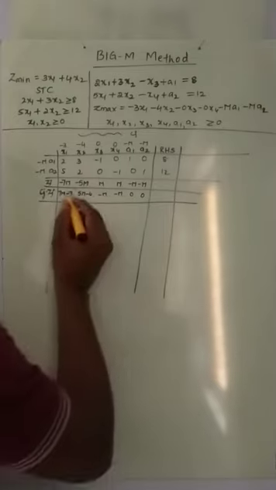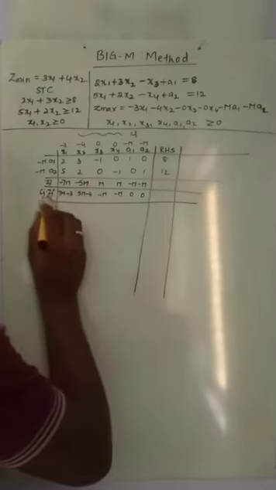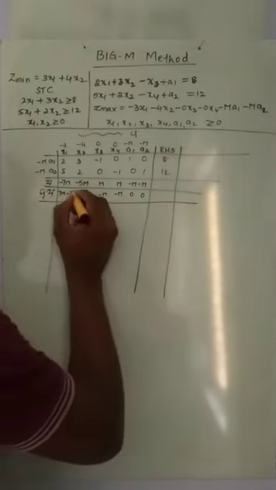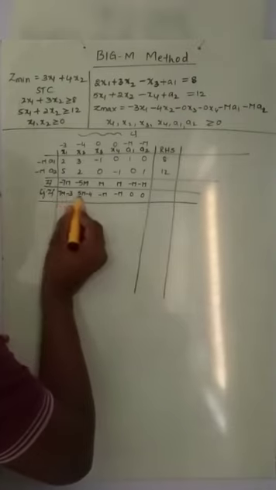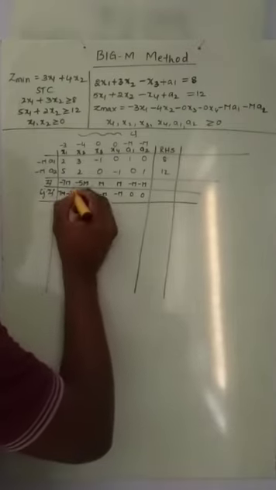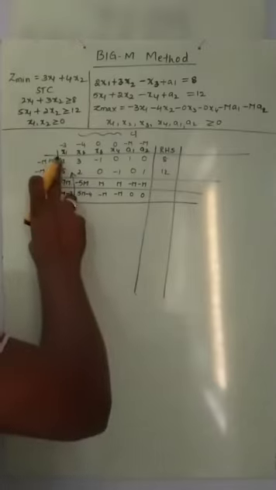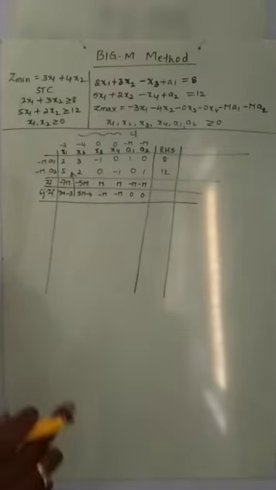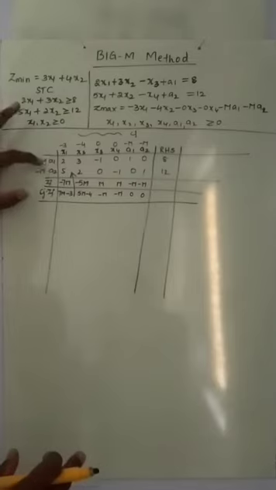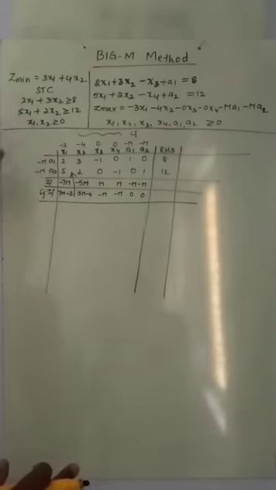After this, you have to find out the largest value in Cj minus Zj by looking at these values. 7m minus 3 becomes the larger value. So that means the corresponding variable is entering into the basis. In this case, x1 is entering. Of a1 and a2, which one is going out?